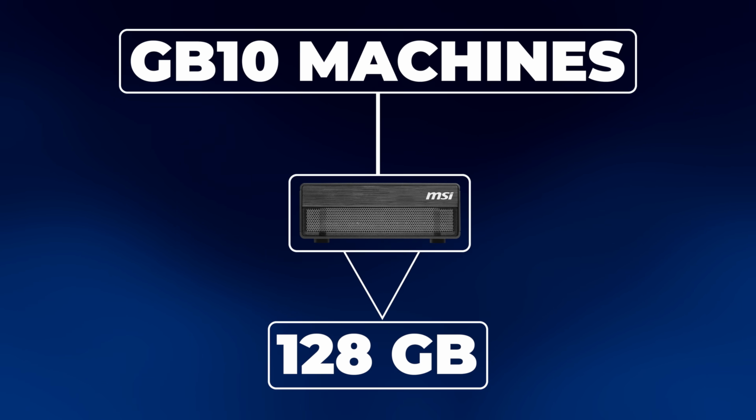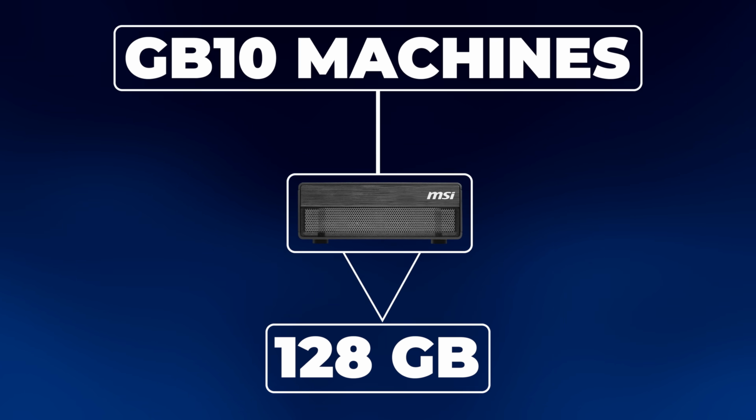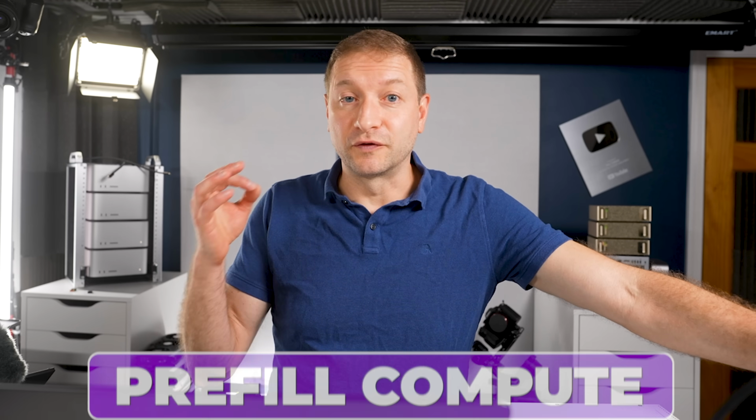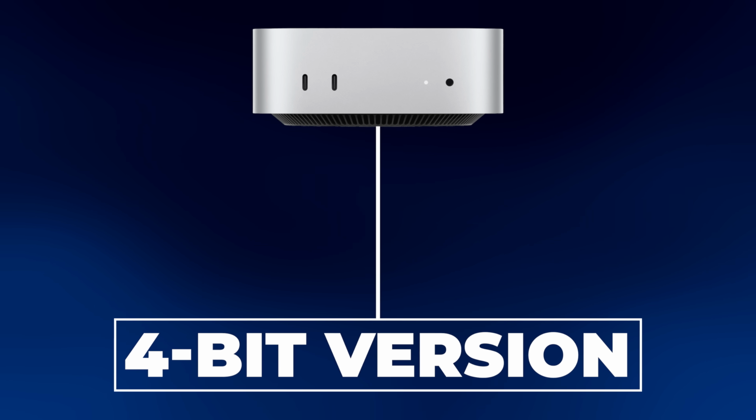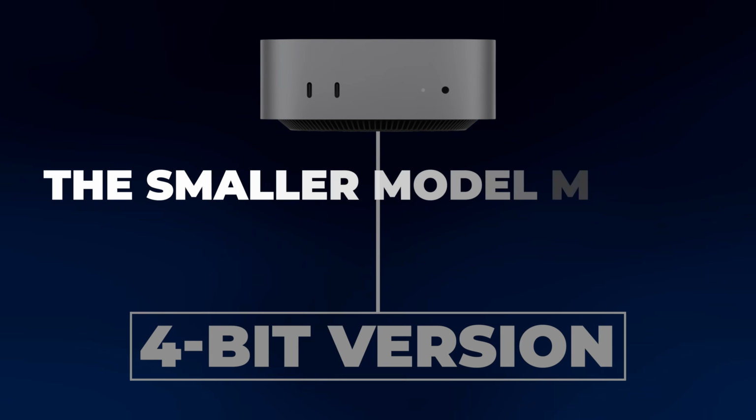Different quantizations on purpose. The GB10 has 128 gigs of memory, so it can run full precision, and full precision is faster for prefill compute. The Mac Mini has the 4-bit version and is smaller, so the smaller model means faster decode. Each machine runs its optimized code for the role that it's optimized for.